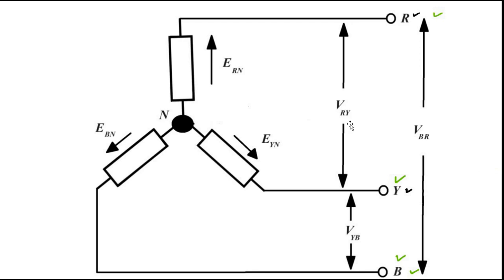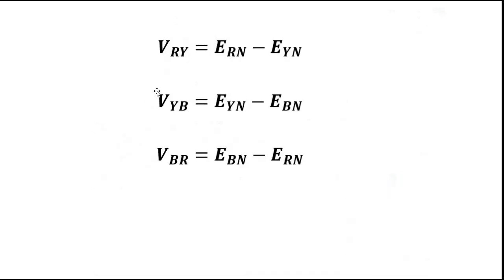So VRY, with respect to the neutral voltages, is ERN minus EYN, where R is the leading one.